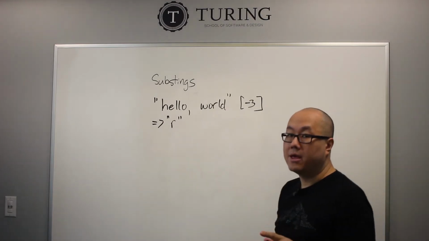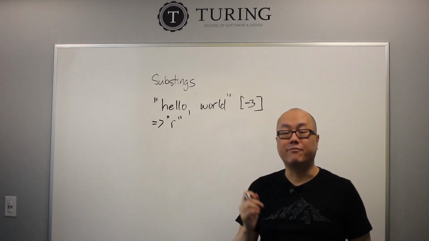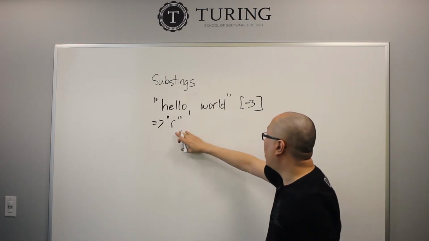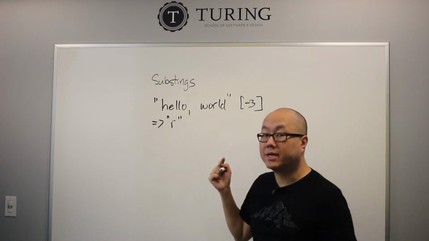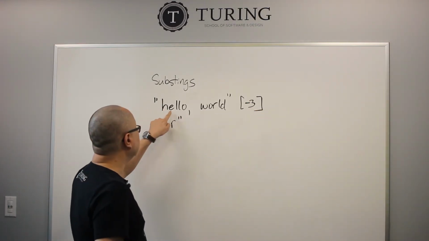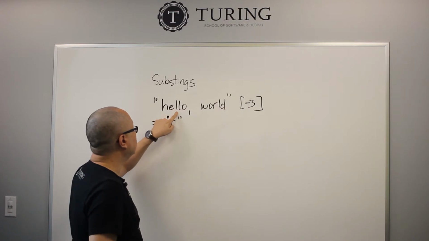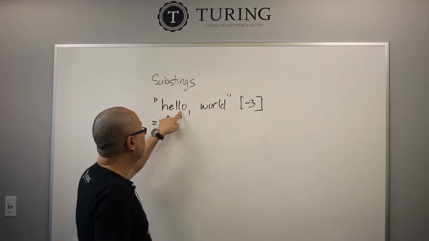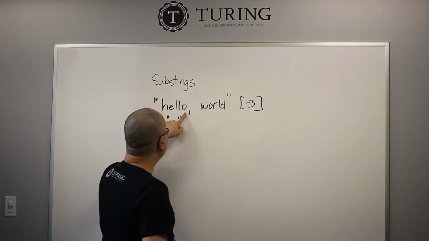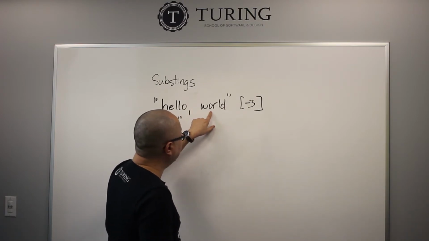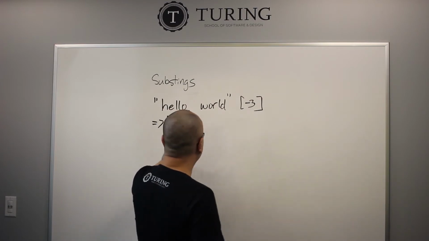Now, with programming, there are going to be a lot of situations where you have more than one right answer, and this is one of the situations. Yes, we can get the R by doing -3, but we can also get the R by counting from the front forwards. So if H is 0, E is 1, L is 2, the second L is 3, the O is 4, the comma is 5, the space is 6, the W is 7, the O is 8, the R should be 9. As long as I've counted right.